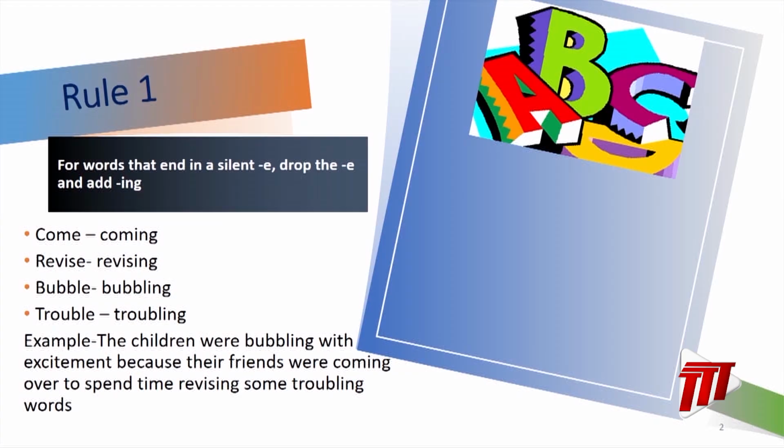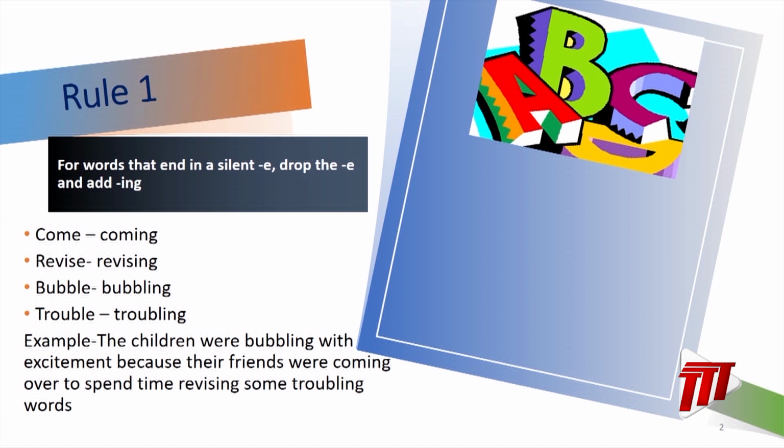When adding ing to words, there are three basic rules that we follow. We will begin by looking at Rule 1. Rule 1, for words that end in a silent letter, silent E, we drop the E and then add ing.